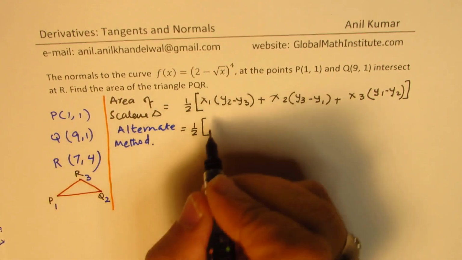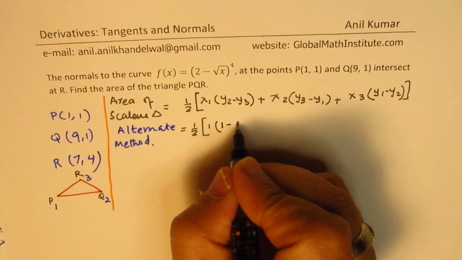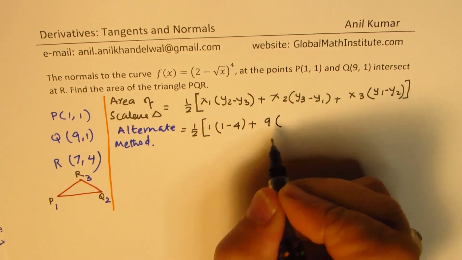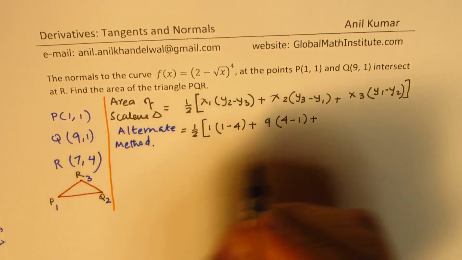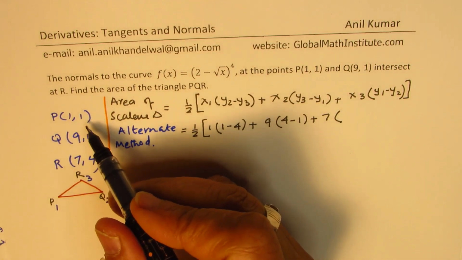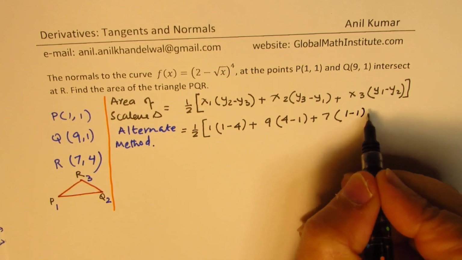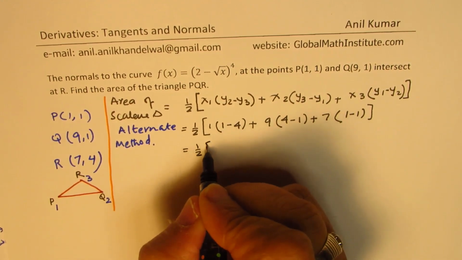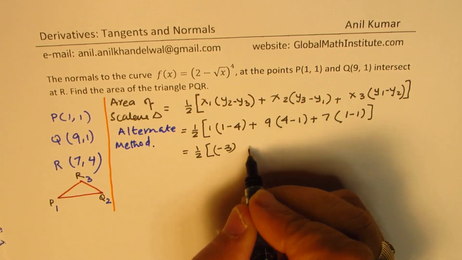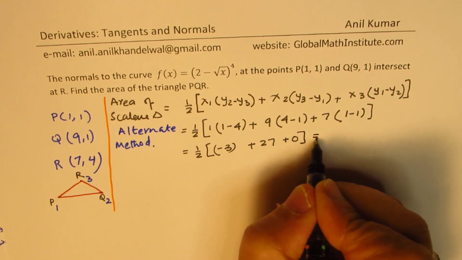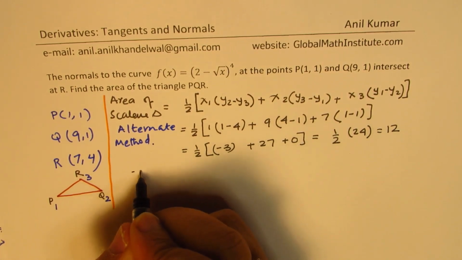So we have half of, 1 is the x1 value, 1 times y2 minus y3, 1 minus 4, plus now we have 9, and then y3 minus y1, 4 minus 1, plus 7 times 1 minus 1. That is what you get. So we get half of 1 minus 4, which is minus 3, and here 4 minus 1 is 3, 3 times 9 is 27, and the last term is 0. So we get half of 27 minus 3, which is 24. So we get 12.